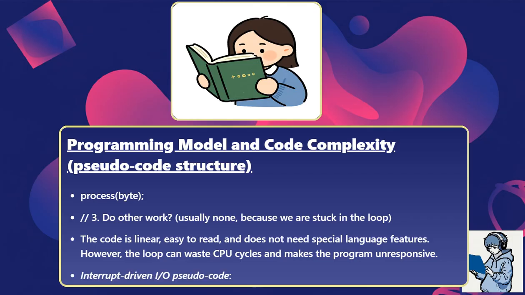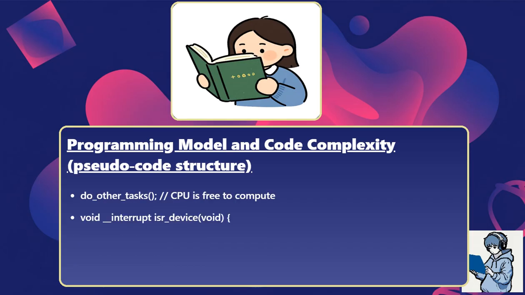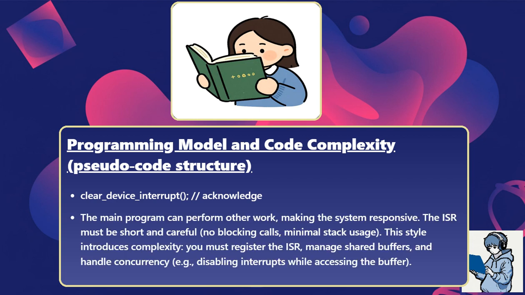Interrupt-driven I/O pseudocode: void main. Enable interrupts. Initialize device. While running, do other tasks. Interrupt service routine, ISR, device: byte equals device data. Buffer put byte. Clear device interrupt. The main program can perform other work, making the system responsive. The ISR must be short and careful: no blocking calls, minimal stack usage.